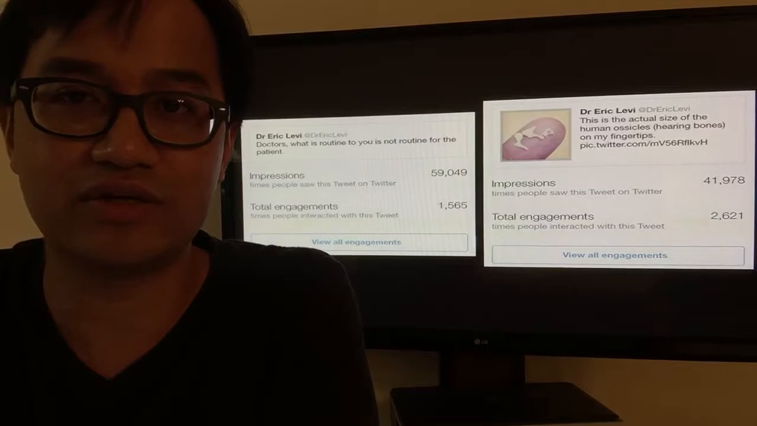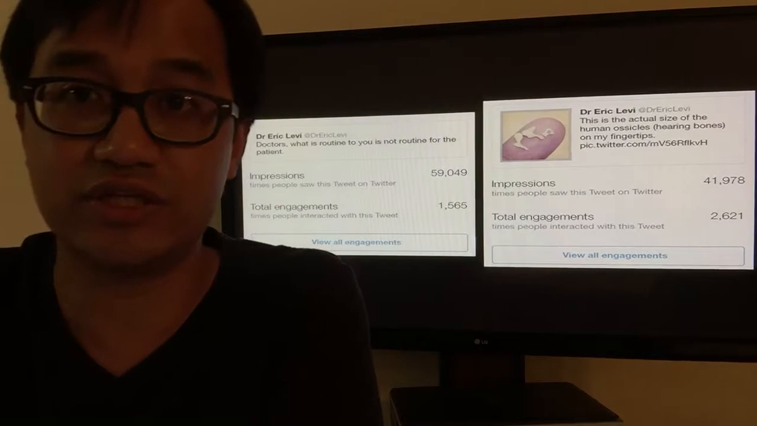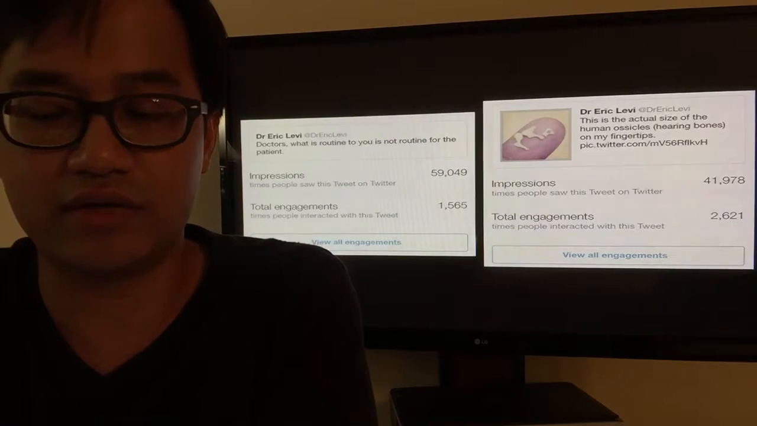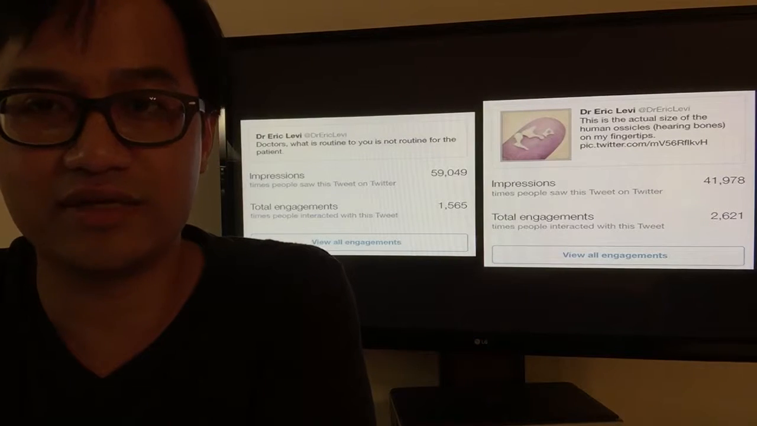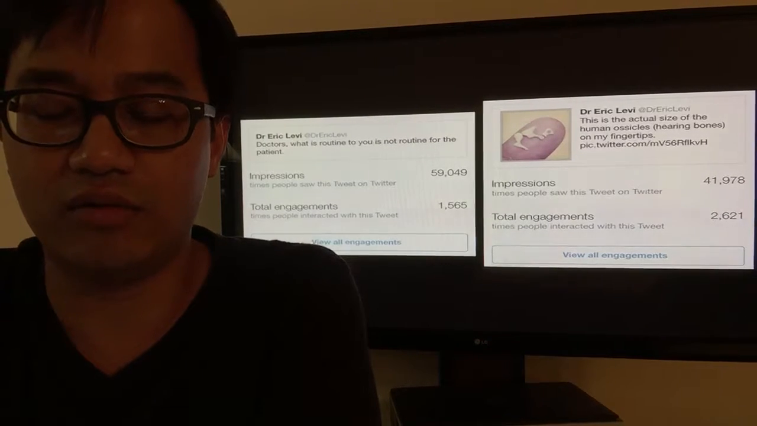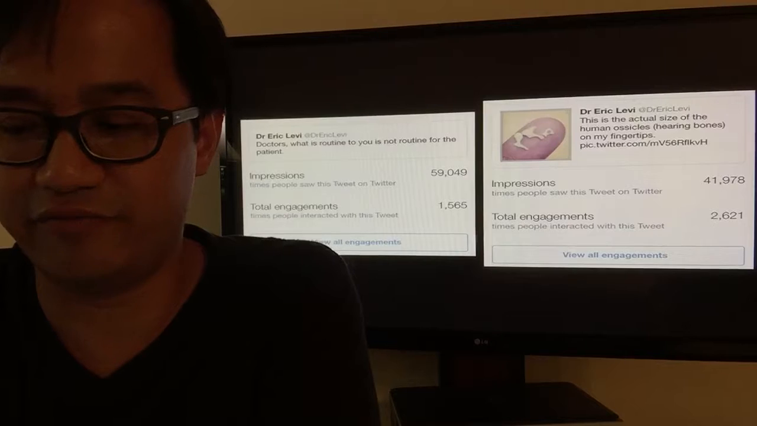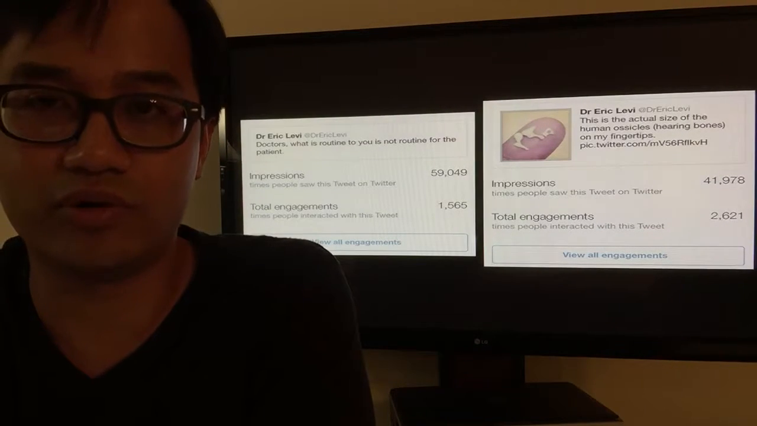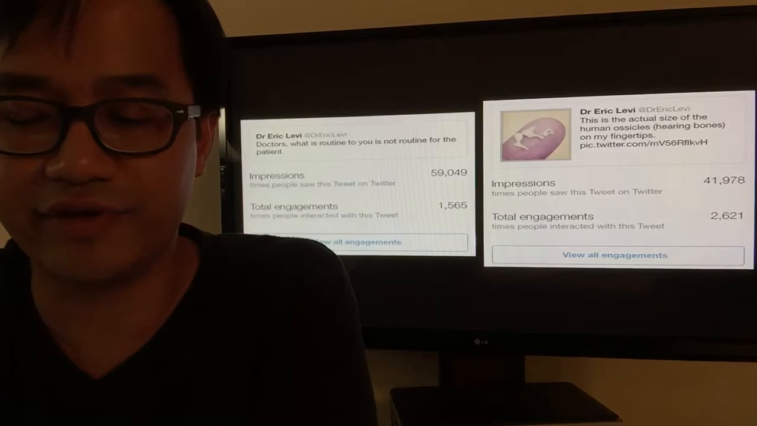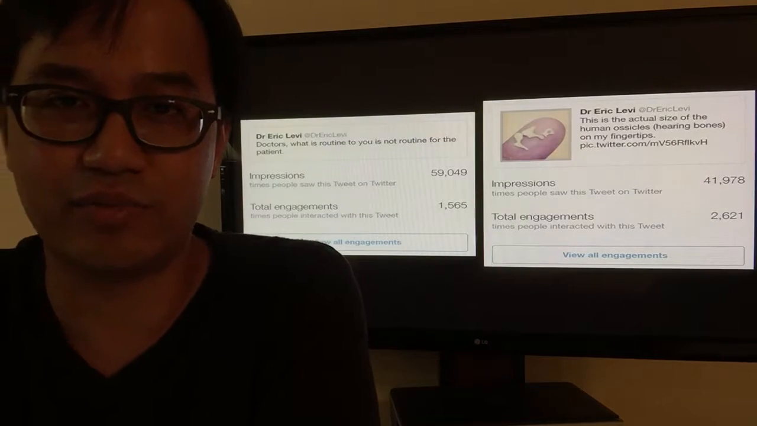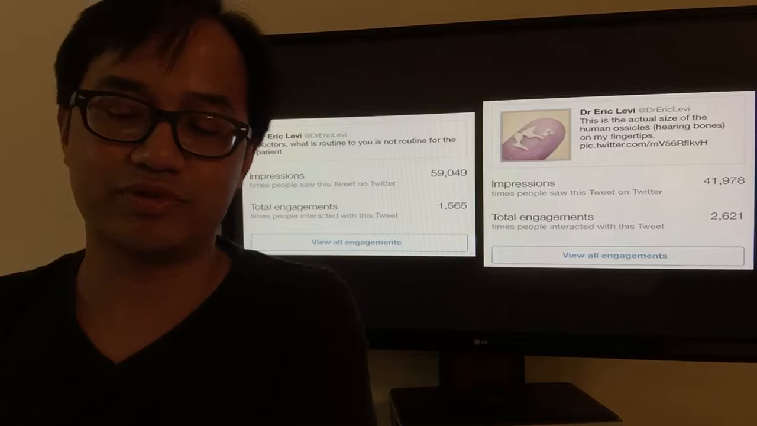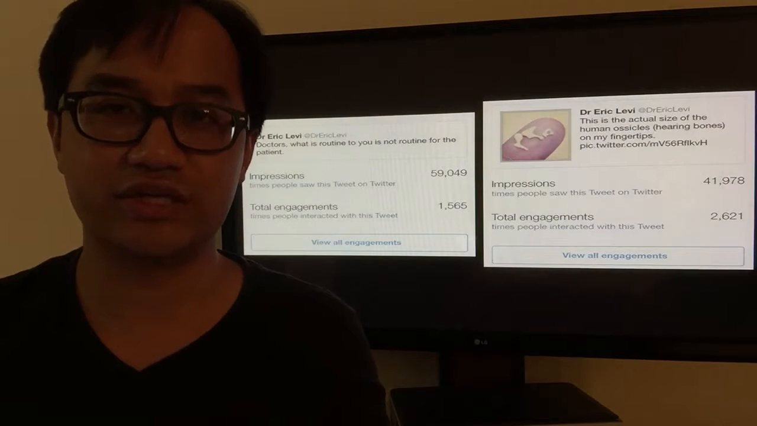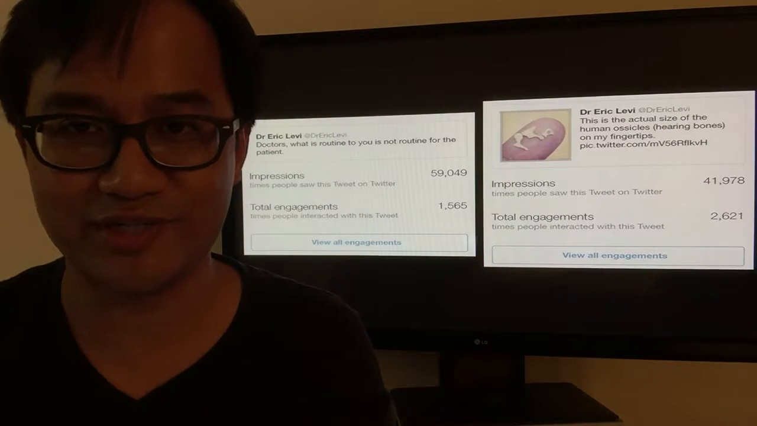Total engagement 1,565. So essentially that particular tweet on the left was either retweeted, discussed, commented on, or replied to by 1,565 people. Another tweet that I had showing an ossicles model on my index finger had 41,000 impressions. Again, these are just examples of the reach and the scope of information sharing on Twitter.